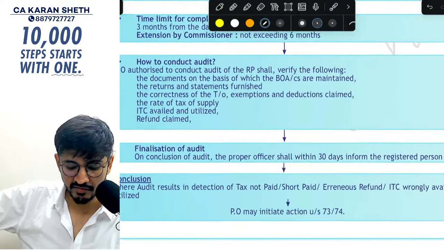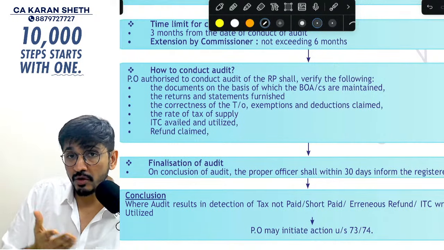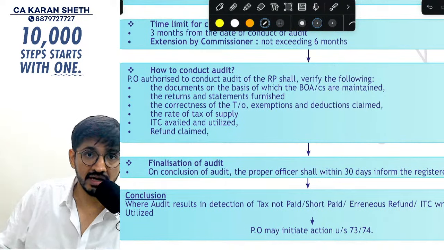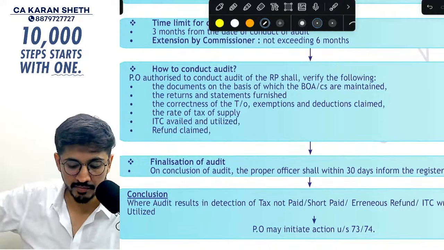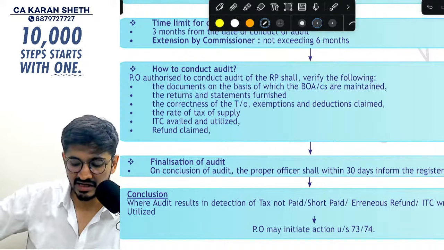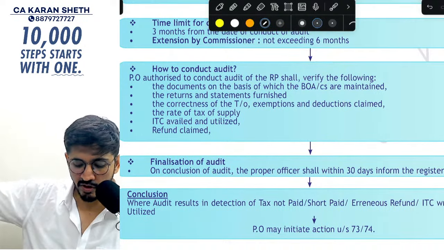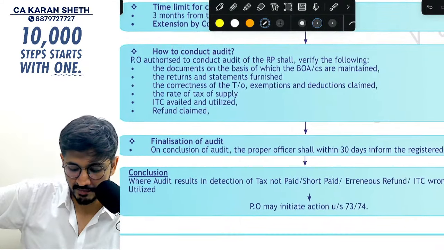How to conduct the audit? Very simple. Proper officer has to conduct the audit. He shall verify the document on the basis of which books of accounts are maintained. Are those proofs fake or genuine? The returns and the statements furnished, the rate of tax of supply, the correctness of turnover, exemptions that you have taken, the ITC, whether it's wrongly availed or utilized, or the refund claimed.